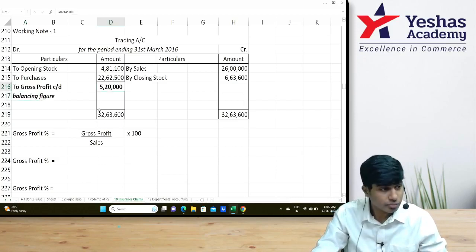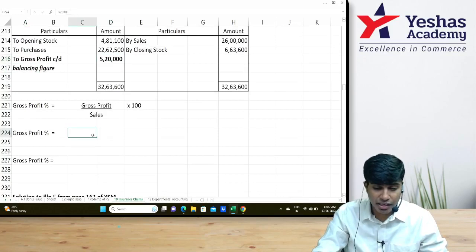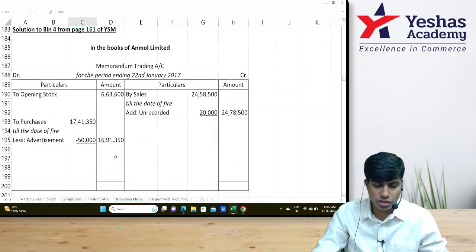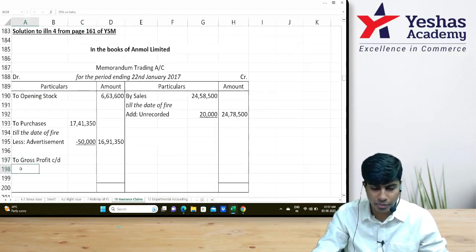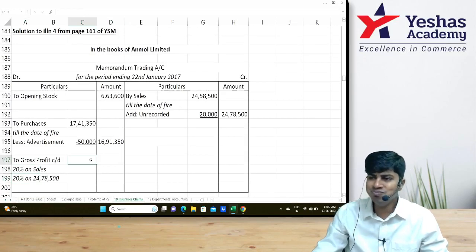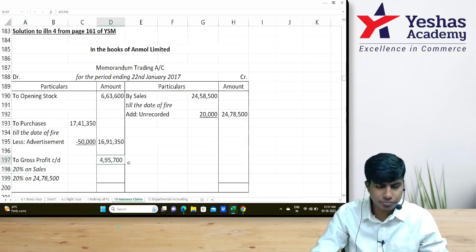5 lakh. 5 lakh 20 divided by 26 lakh into 100. How much do we get? 20% previous year. So current year also we will apply 20% to be our GP. 20% of 24 lakh is 4 lakh 78,500. 4 lakh 90%, 4 lakh 95,700.